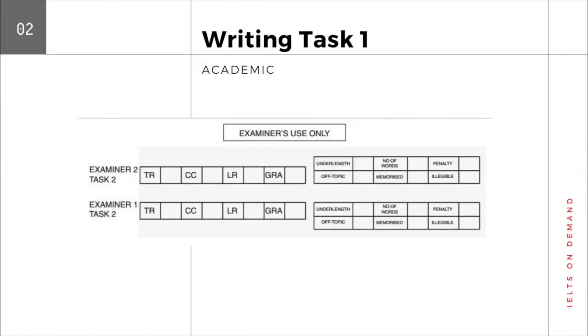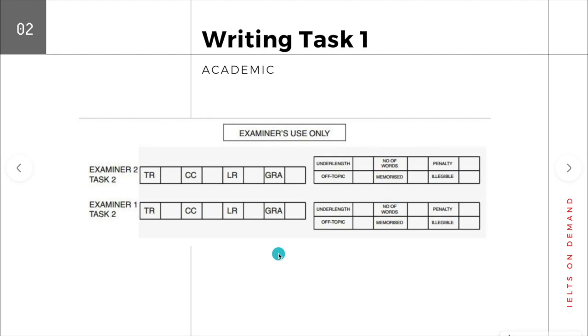As you can see here, this is what you will usually find at the bottom of your answer sheet that is given to you, where you will write your answers or you will write your essay. As you can see, you have examiner 1 and examiner 2, which means that there will be two persons who will be grading your answer. Now, they will give appropriate scores according to what they think your scores are, and then they will be averaging those in order for them to get just one score. That will be your final score.